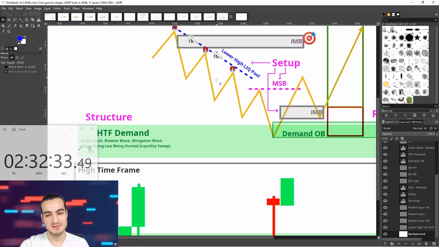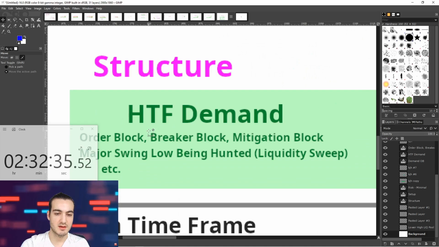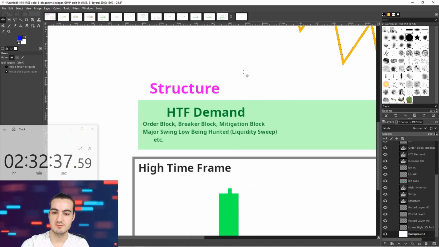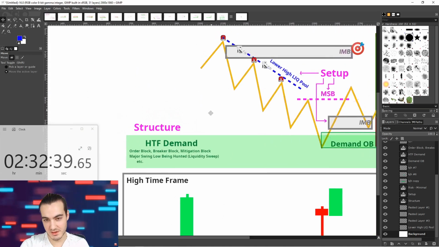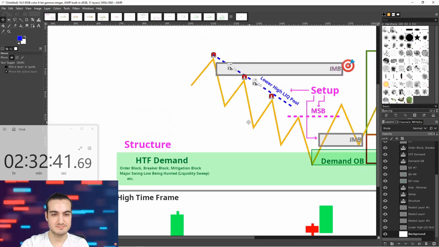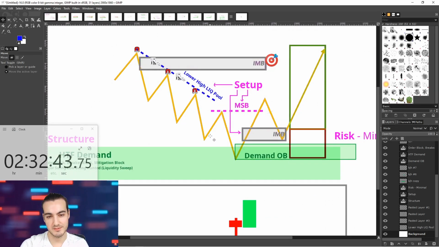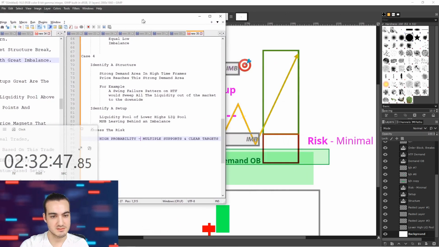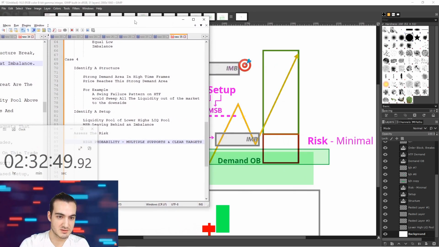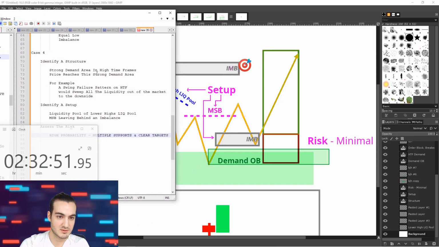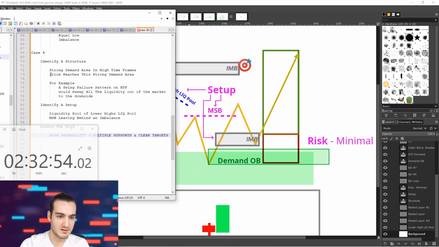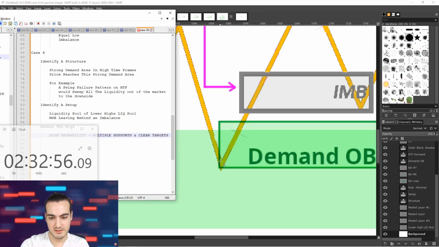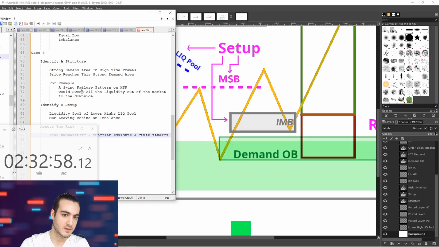Just as in the previous two cases, we have a high time frame demand zone, which forms the foundation of our trade setup. Going over to my notes: identify a structure. We have the strong demand area on the high time frame. Price reaches the strong demand area, and that would happen about here.